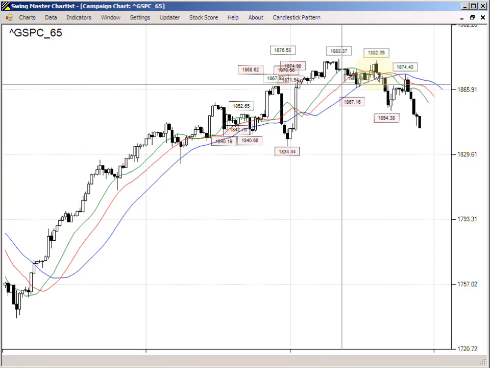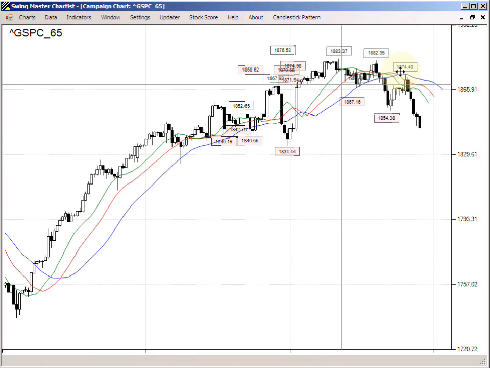Now, the initial stop, if you had taken the trade that broke through the 1867.16 level, would have been the high at 1882.35, or one tick above. And the stop, if you took this trade below 1854.38, would be at its maximum point, the high at 1874.40, so one tick above that.